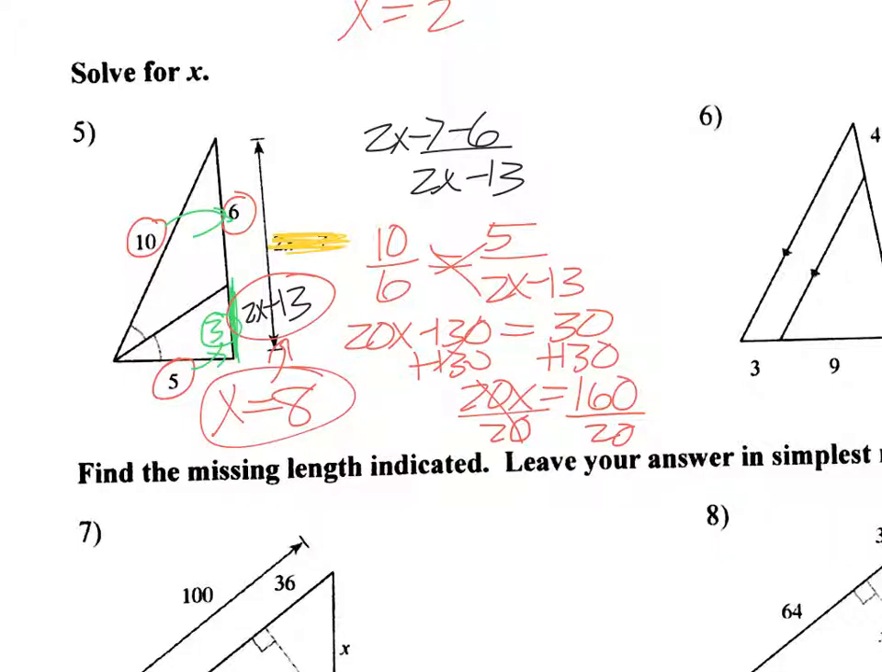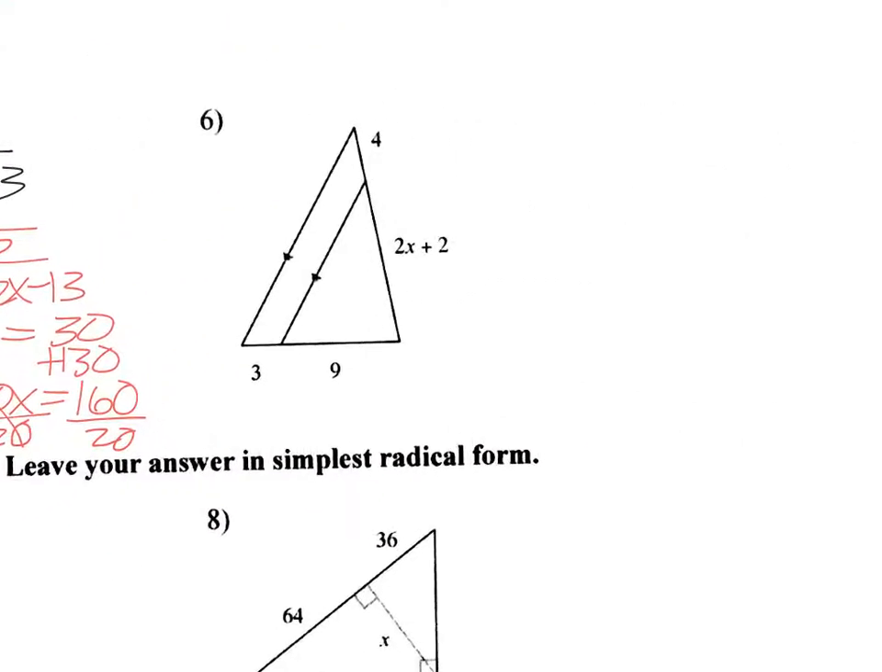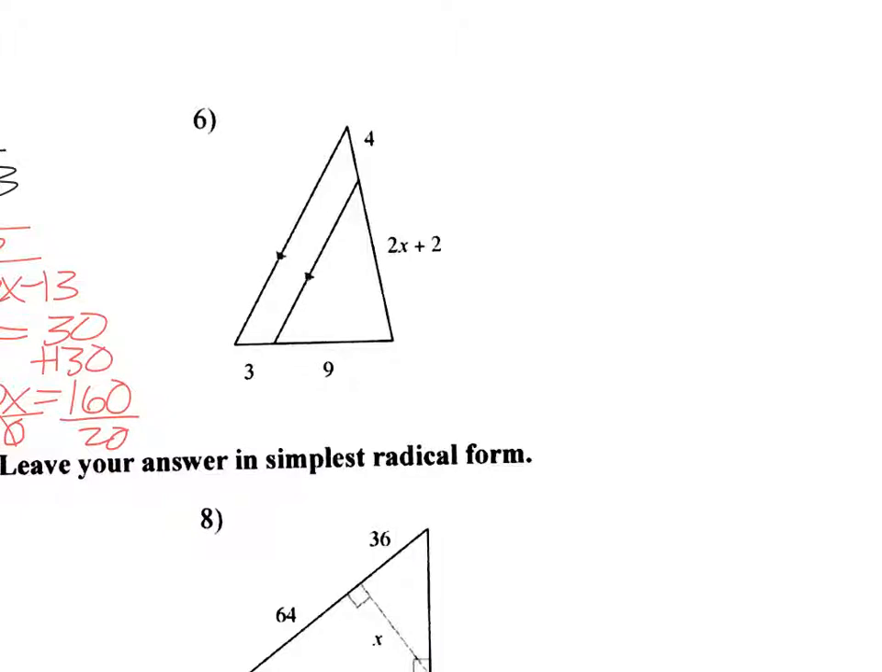All right, let's keep going here. Let's go over to number 6. Okay, here we do have the parts. So again, I'm going to do part over part equals part over part. Now again, the 4 and the 3 go together here. The 2x plus 2 and the 9 have to go together in our proportion.